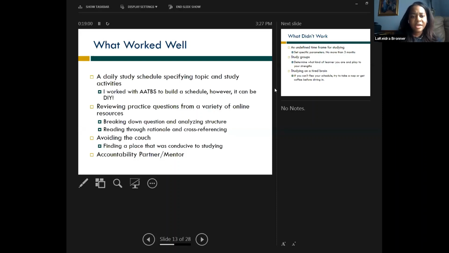And the last thing is accountability partner and mentor. Like I said, I'm in a group chat with some of my friends from grad school, and we were on each other's case about when are you taking the exam? Are you studying? Let's have a study group. And in addition to that, I have a mentor who every time I would meet with her, she's like, okay, pull out your Pocket Prep. Let's do 10 questions. She stayed on top of me as well.